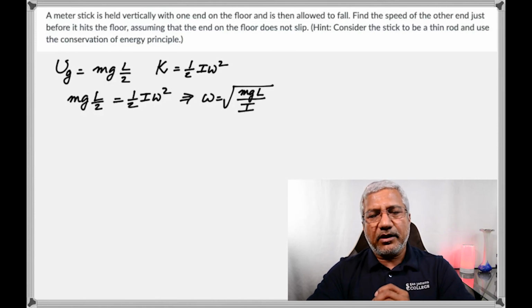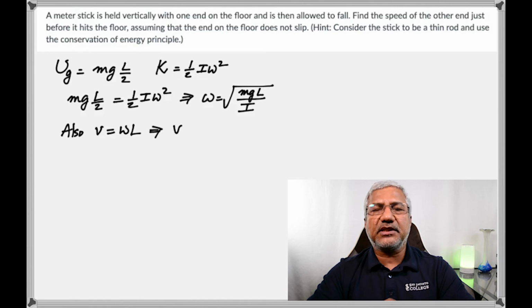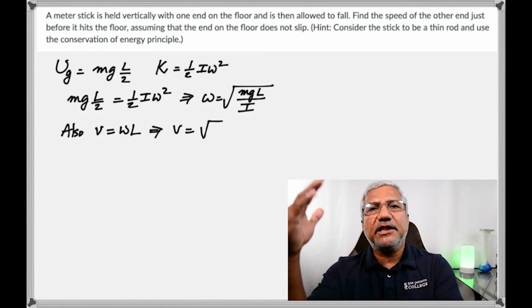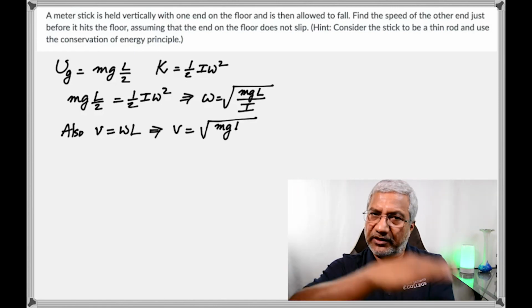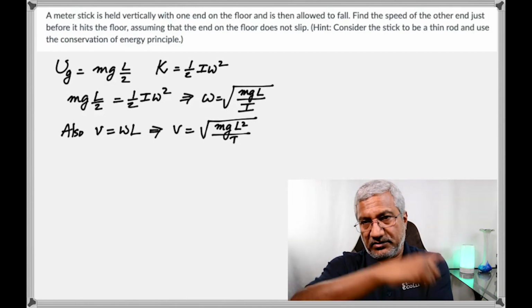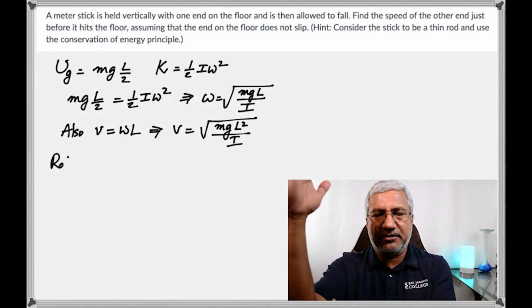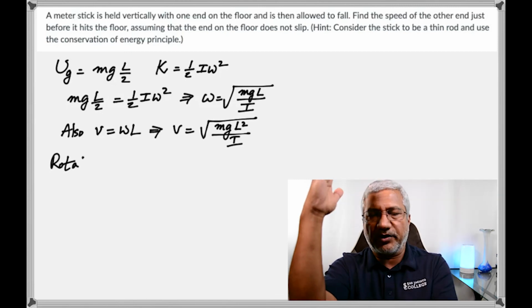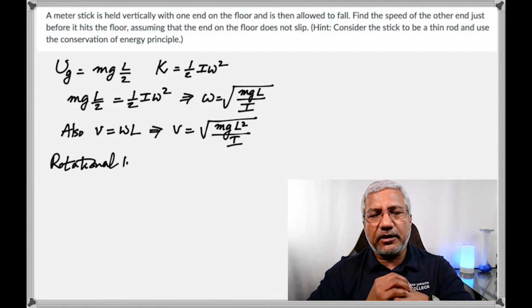Okay? So first we find the angular velocity, but we also know that linear velocity is omega times the radius. In this case, the radius is the length, the radius of the circle. You don't take half now. It's the whole thing. That's the radius. And then just plug it into that.